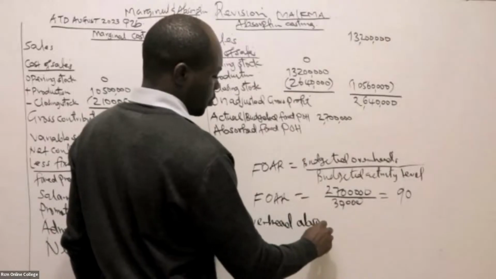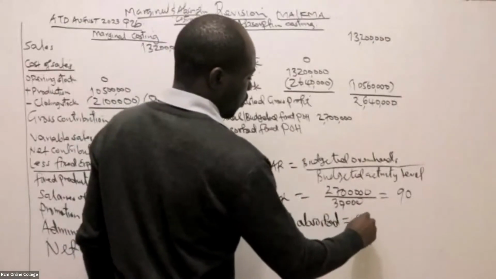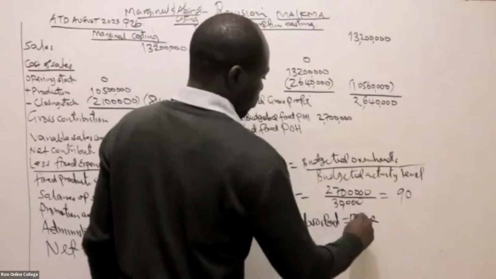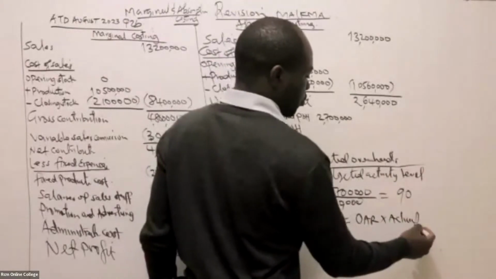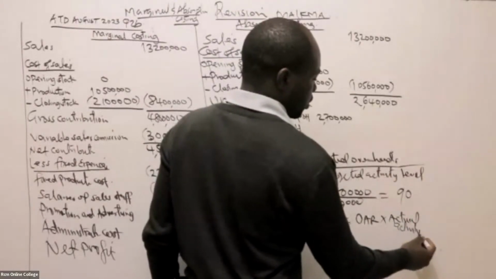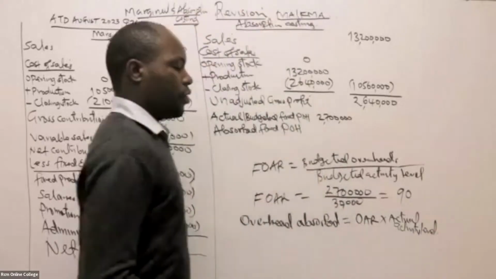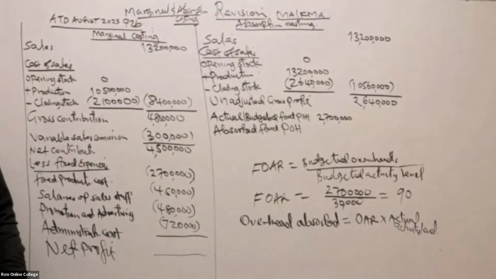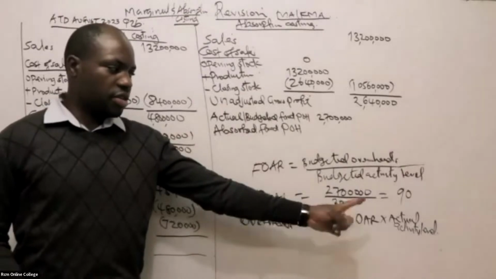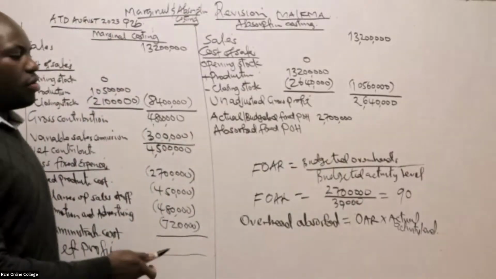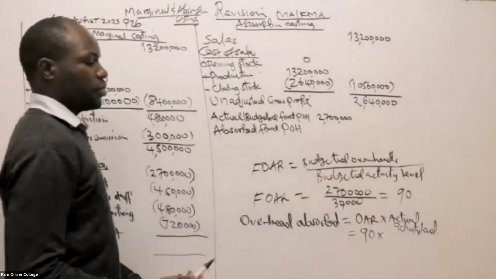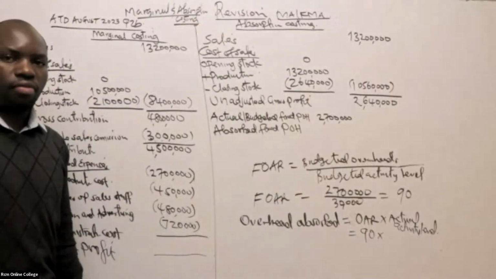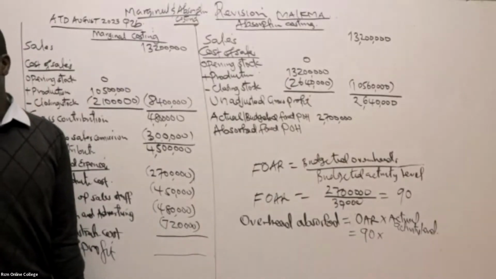How do we get overheads absorbed? Overheads absorbed is equal to overhead absorption rate times actual activity level. So our overhead absorption rate already calculated here is equal to 90 times actual activity level. How many units were actually produced?